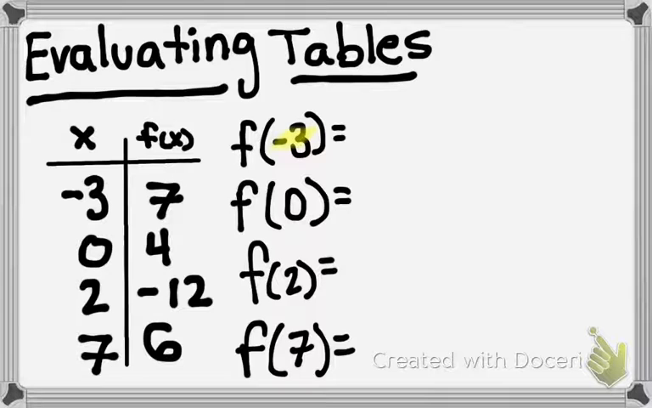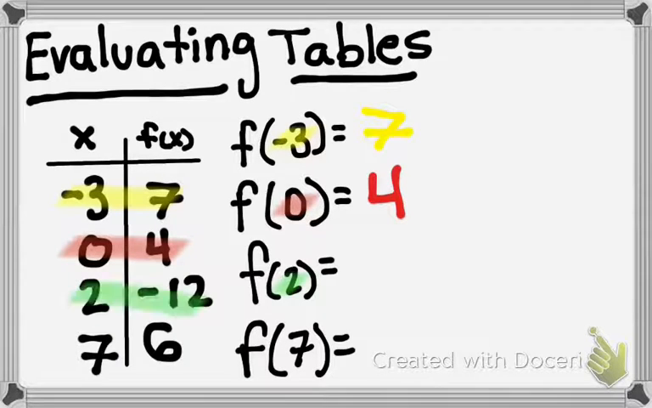So, if I want to find the output of -3, I just go look at my table for -3 and find out that my output is 7. If I want to find the output of 0, again, I look to my table. I see when I plug in 0, I get out 4. So, f of 0 is 4.